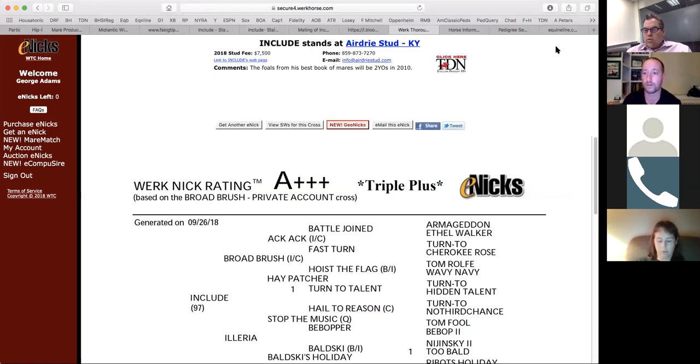So transitioning to a new question. Yeah. And this comes from Don Walsh. When you're looking at Include, do you check their state rankings at all? Do you care how? Not in Kentucky. Rankings, no.